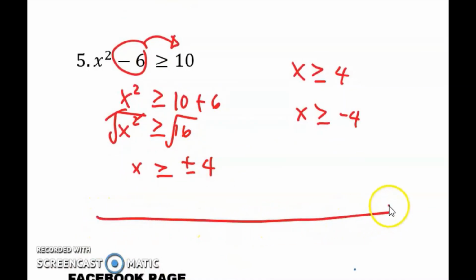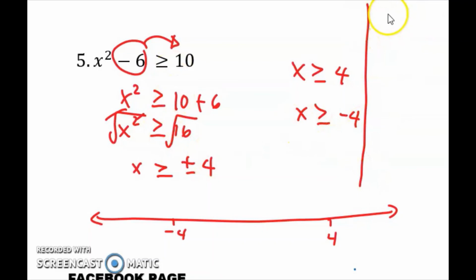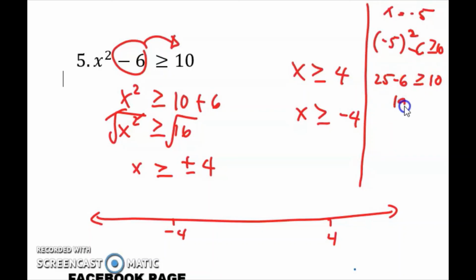So, graph natin siya. We have here negative 4 and then we have here 4. Okay, so let's try. Dito ko na lang gagawin. So, when x is negative 5 yung kunin natin. When x is equal to negative 5, we have negative 5 squared minus 6. Is that greater than or equal to 10? So, we have 25 minus 6. Is that greater than or equal to 10? We have 19 is greater than or equal to 10. So, this is true.